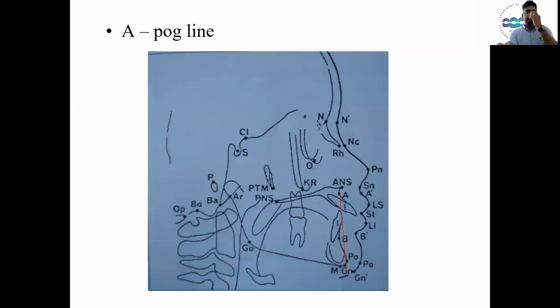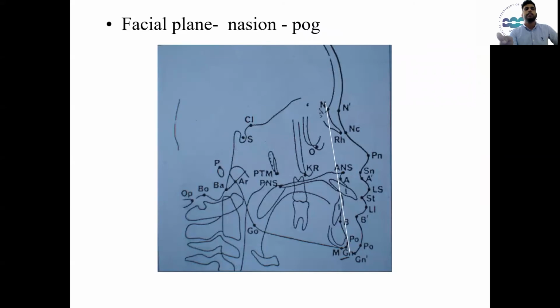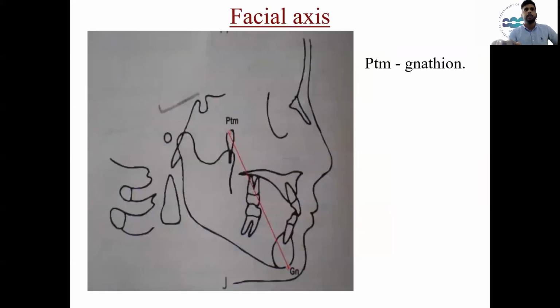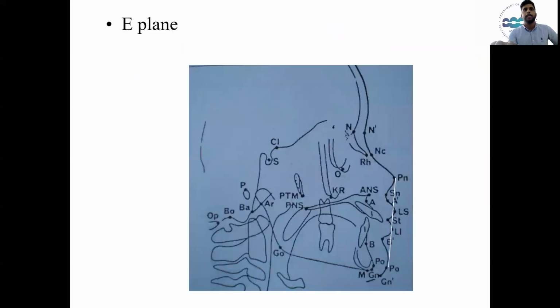Coming to the vertical planes, the first one is the A-pogonion line. It is a line connecting point A to pogonion. Next comes the facial plane. The facial plane is the line joining nasion to pogonion. Next is the facial axis. It's a line connecting point PTM to gnathion. Next is the E plane. It's a line connecting the nose tip to the soft tissue pogonion.